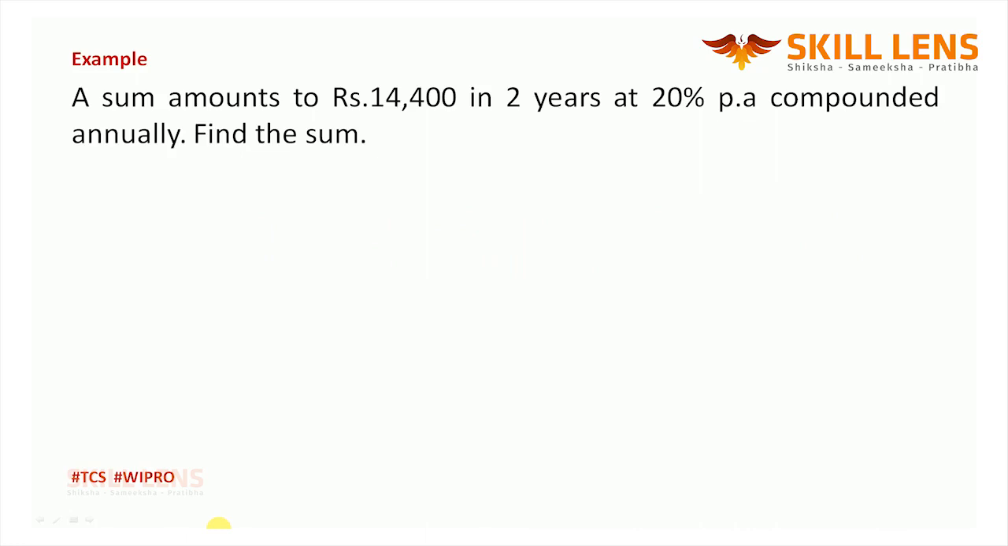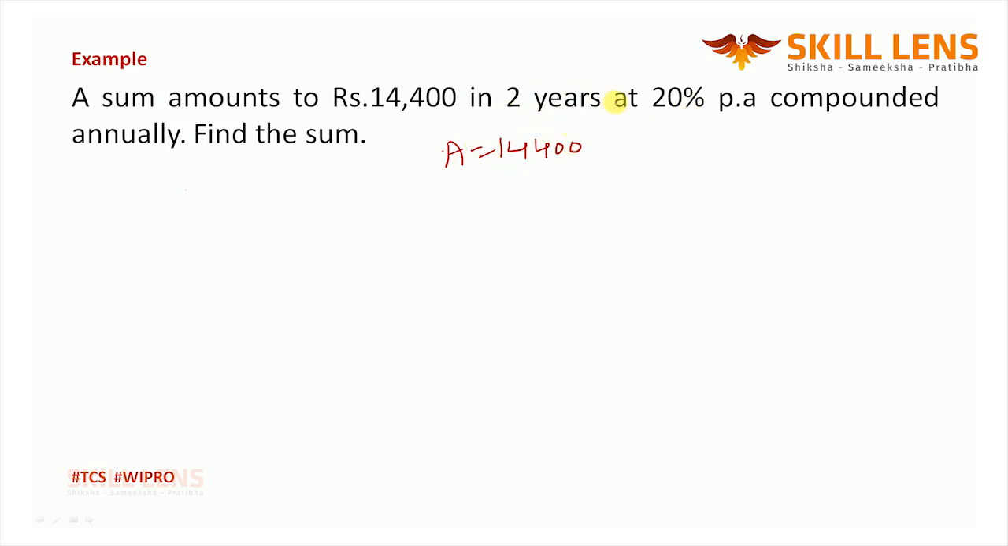A sum amounts to 14,400 in 2 years at 20% per annum compounded annually. Find the sum. Sum is nothing but find the principal. A sum amounts to, so amount is what? 14,400. Amount is going to be 14,400.